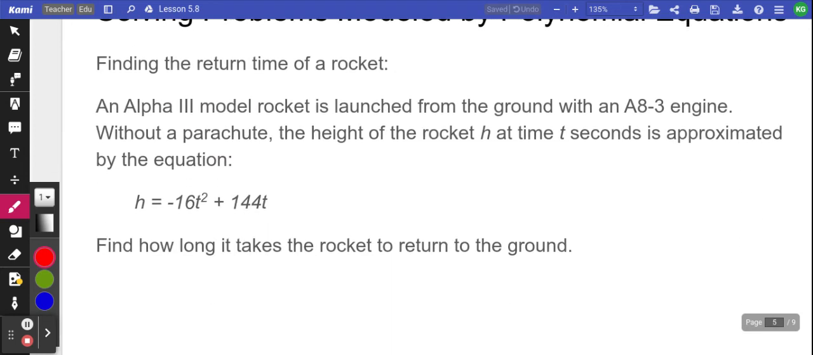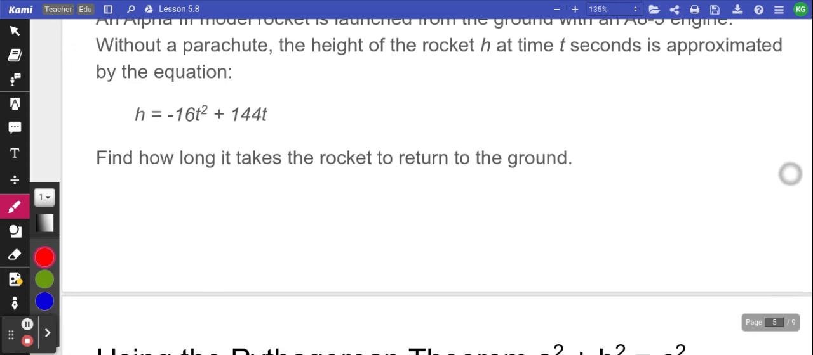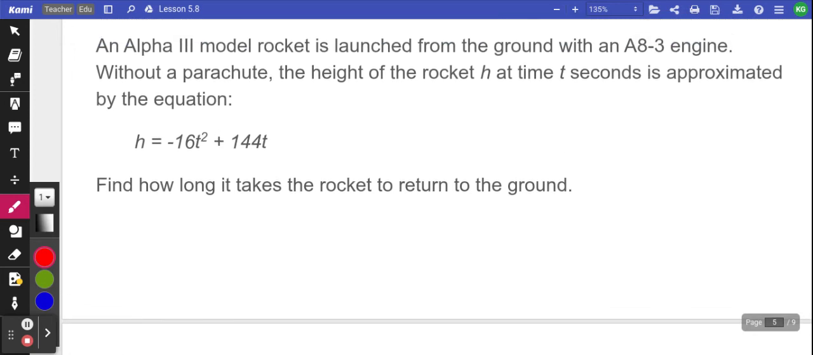An Alpha 3 model rocket is launched from the ground with an A-8-3 engine. Without a parachute, the height of the rocket, h, at time t seconds, is approximated by h equals negative 16t squared plus 144t. Find how long it takes the rocket to return to the ground.